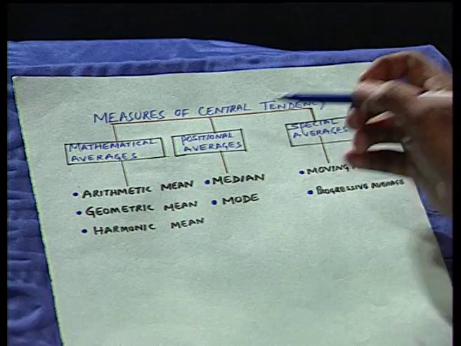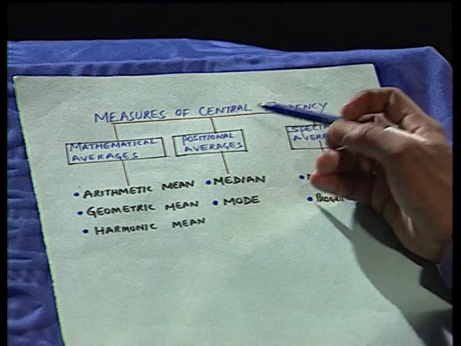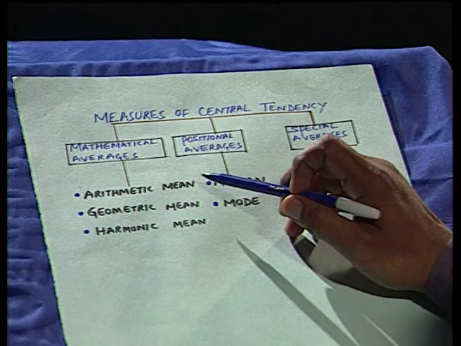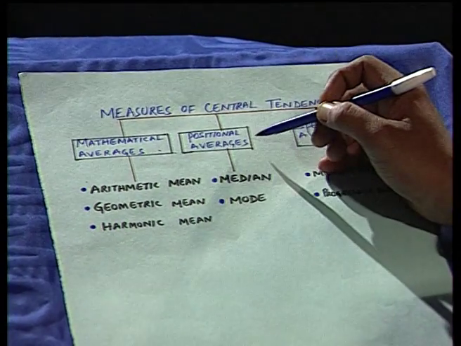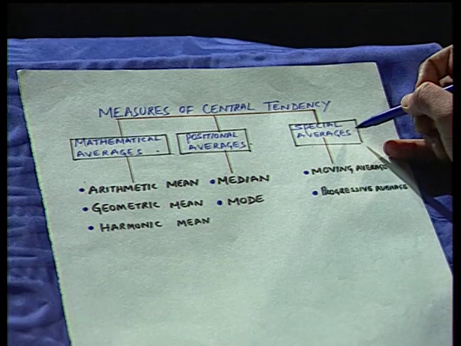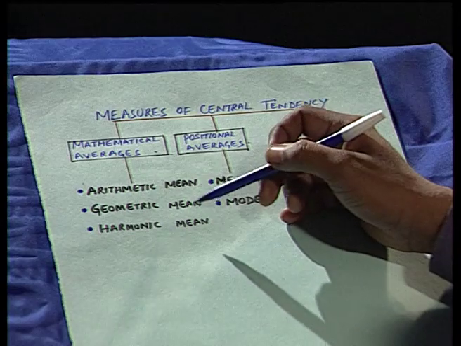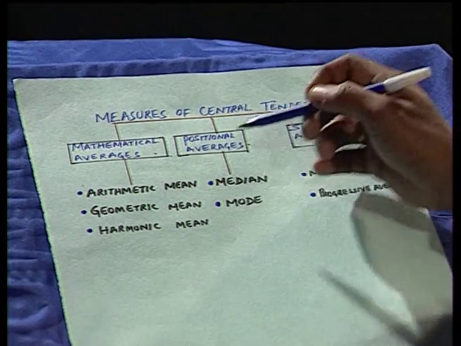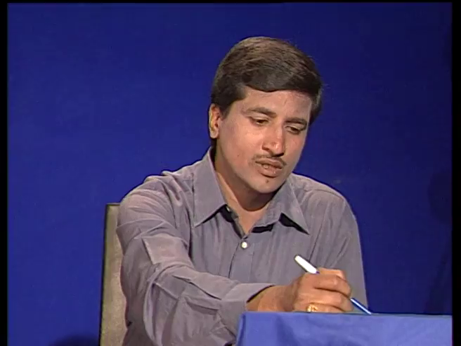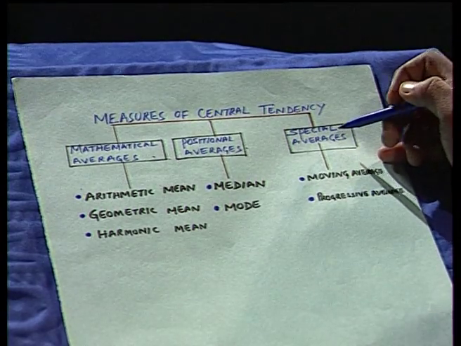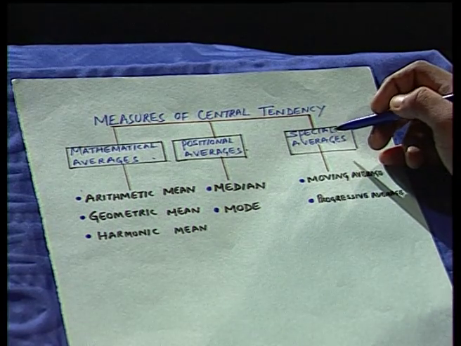Now, we try to understand different measures of central tendency. We take a look at this chart. There are different measures of central tendency. They can be classified into 3 groups: the mathematical averages, the positional averages and the special averages. Under the mathematical averages, you find arithmetic mean, geometric mean and harmonic mean. Under positional averages, you have median and mode, and in the special averages category, moving averages and progressive averages find a definite place.